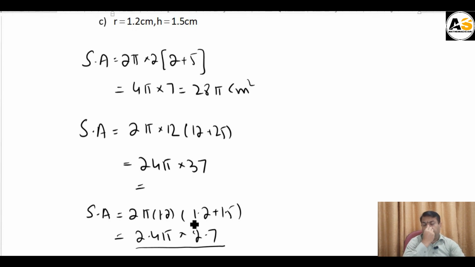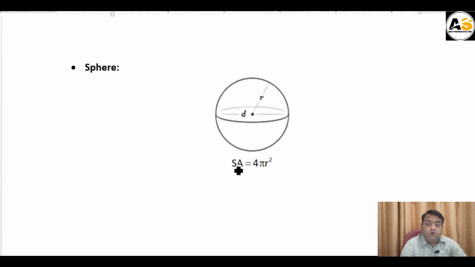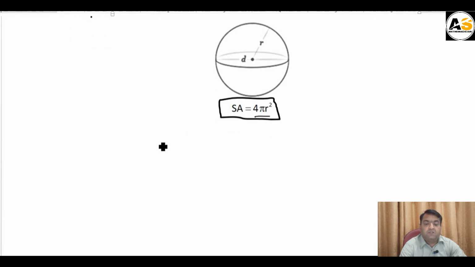So far we have learned about the surface area of a cuboid and the surface area of a cylinder. Let us move to the next shape. This is a sphere, and the surface area of any sphere is 4 pi r square. It is calculated by using integration and integrating the area of cross section. You will learn this method in higher classes. So you just need to remember the surface area of a sphere. It is 4 pi r square.